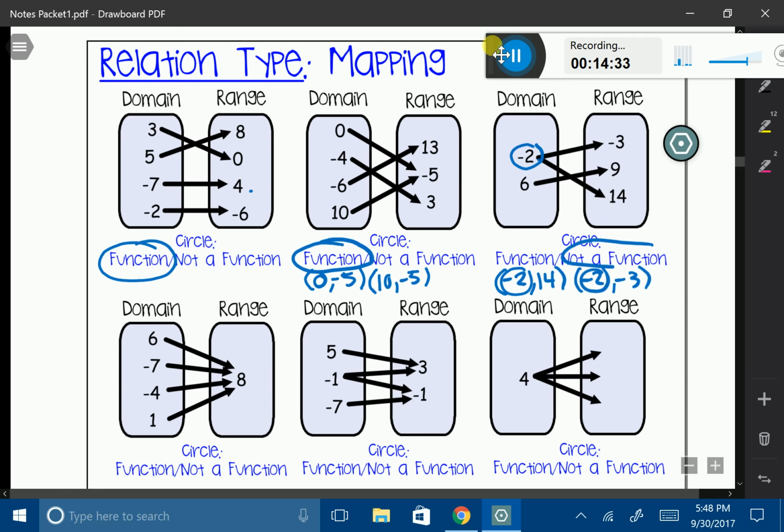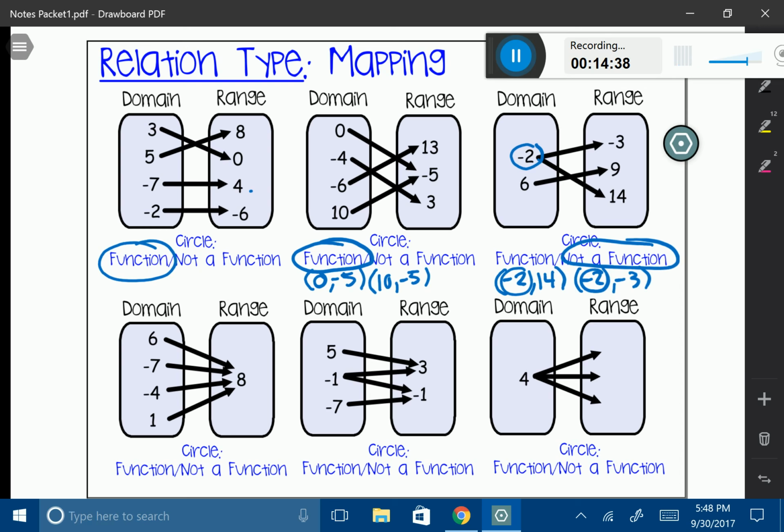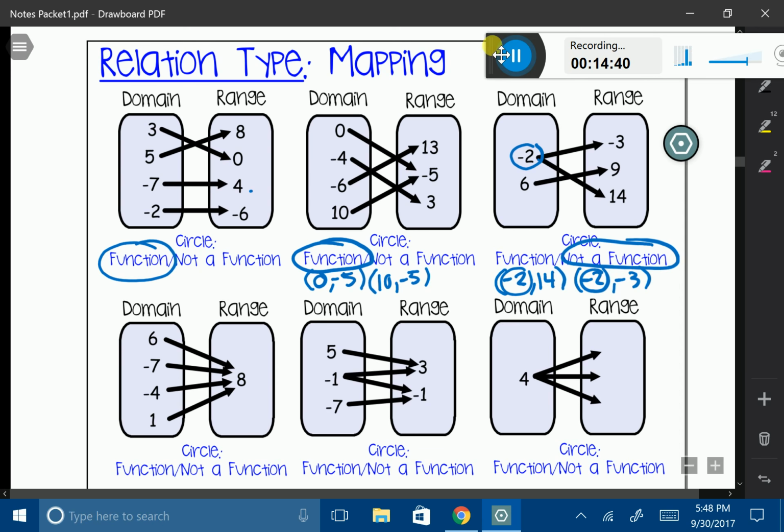Okay, let's look at the next one here. You can see that all of these values are going to 8, the standalone number. Again, the 8 is okay if it repeats because it's the range value. It's all about the domain values, and each one of those are different. So this is a function.